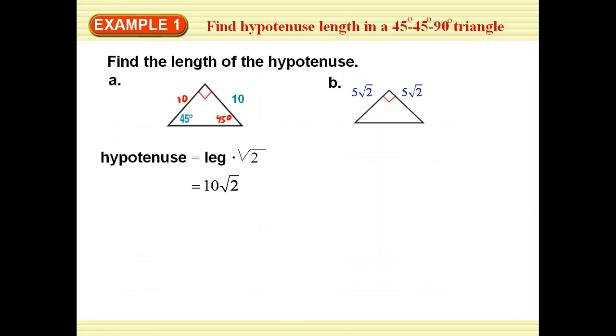If I have that each of these sides are 5 square roots of 2, that means that each of these angles are 45 degrees because the base angles of an isosceles triangle are equal, and therefore my hypotenuse is the leg times the square root of 2. Well, in this case, the leg is 5 square roots of 2. Multiplied times another square root of 2 gives me 5 times 2, or 10.